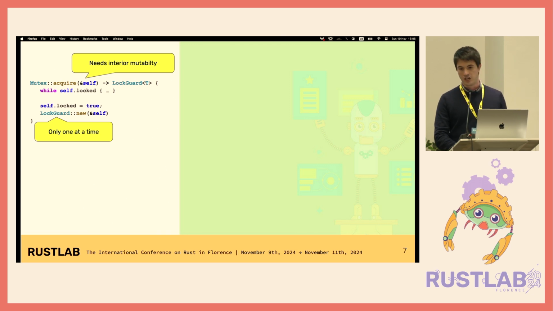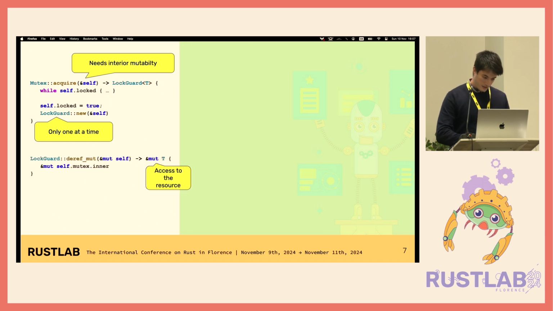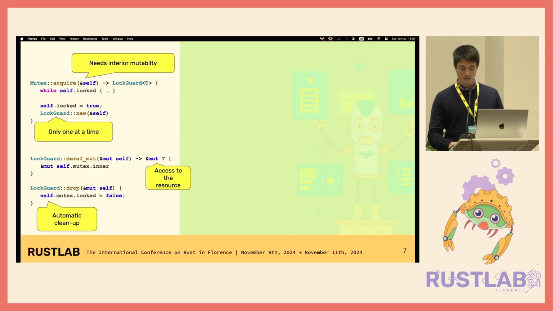The promise that the mutex makes is that it's only going to return a LockGuard that is alive at a time. So you cannot have two LockGuards around simultaneously, because that would essentially be equivalent to having two mutable references at the same time. Then this LockGuard object is in place of a mutable reference to T. So it just implements DerefMut. So you actually have access to the resource as long as you hold this LockGuard. And finally, we implement Drop on this LockGuard. So when the LockGuard goes out of scope, or in any other situation where it's dropped, then we unlock the mutex.